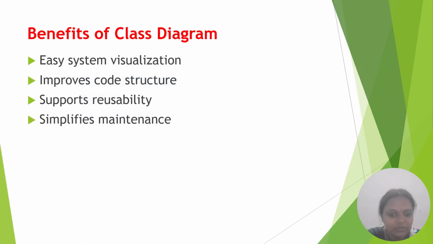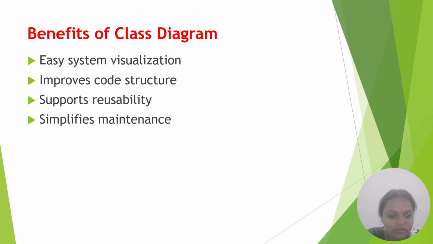Next is benefits of class diagram. First one is easy system visualization. Class diagrams help us clearly see how different parts of the system are connected and interact with each other. The second thing is improves code structure. They provide a clear blueprint for developers, making the code more organized and easier to understand.